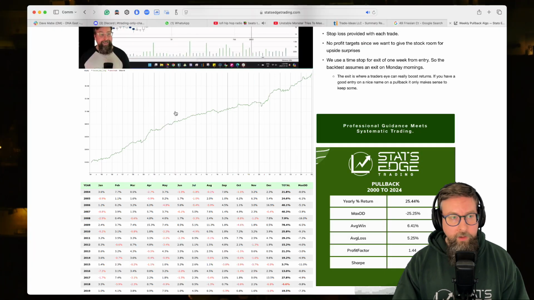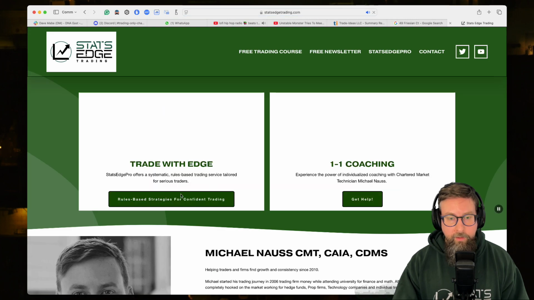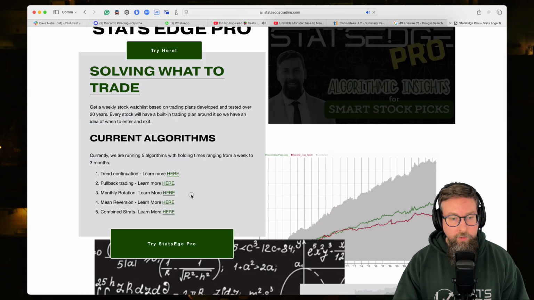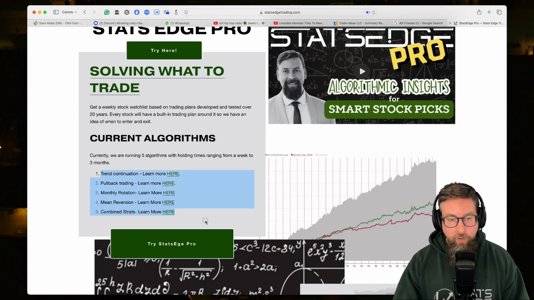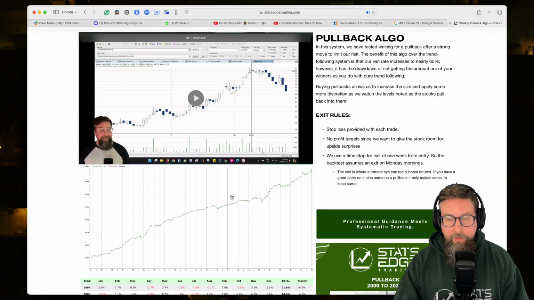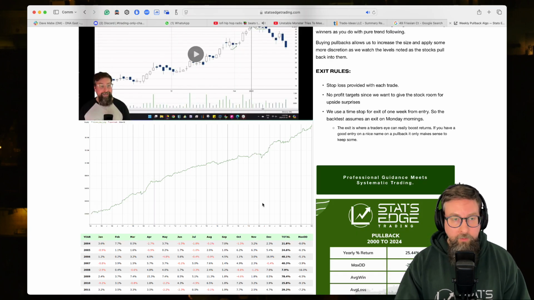And we roughly know, again, if you go to stats.trading.com, you can just click on the trade with edge. And then in here, these are all of the returns, and I update these monthly, of all of the different backtests. So we're talking about the pullback strategy, so we can look at that one. And this is what's going on. I have a whole video explaining the setup and everything. This is what's happening, and this is based off a time stop of holding for a week.